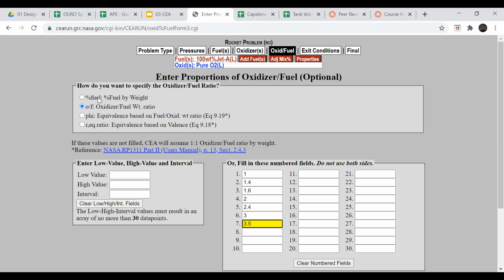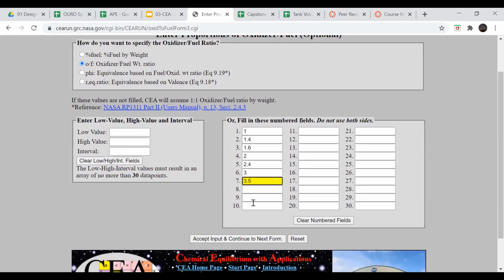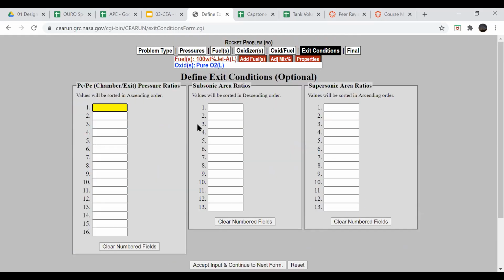Also, there are other ways you can specify the fuel and ox ratio. The easiest one for the post-processing math is to just do oxidizer to fuel weight ratio, as this helps a lot when calculating the mass flow rates of your fuel and oxidizer. You don't have to go through any kind of mole ratio, although it looks like these are all by weight. So anyway, we just use this one generally. So put those in, accept and continue.